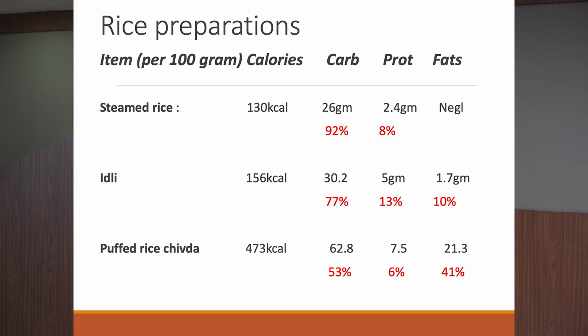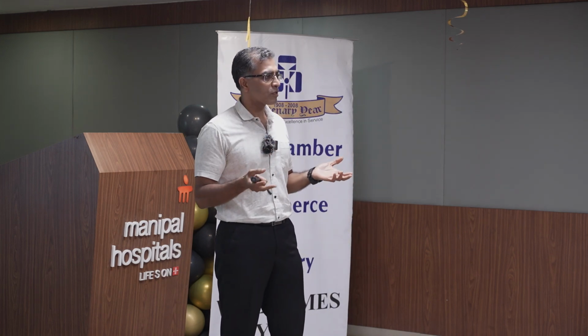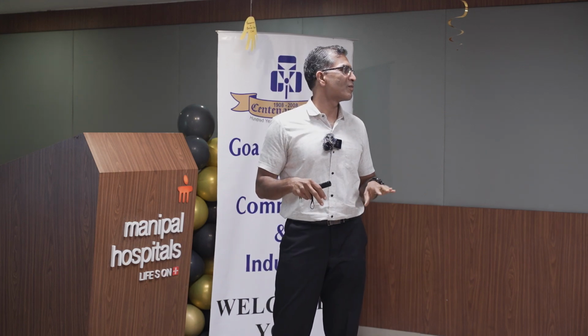Next, puffed rice, chiuda, murmura. It is also rice, but if you eat 100 gram, it gives you 473 calories. Why is that? Zero water, plus oil has come into the picture. So rice is good or bad depending on what preparation you are eating and how much you are eating. If you want to eat chiuda, you eat only 10 grams. You will not even know when it has gone into your stomach.